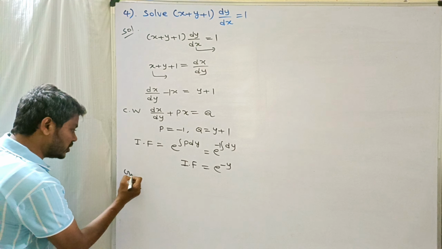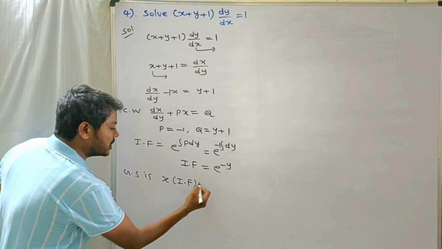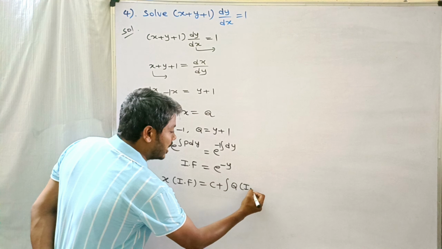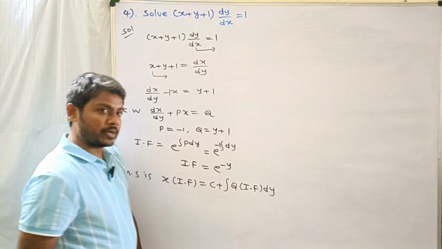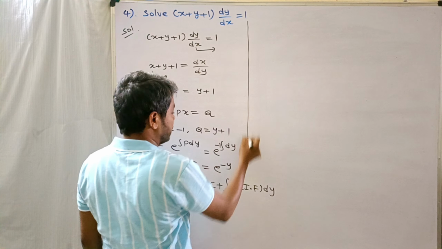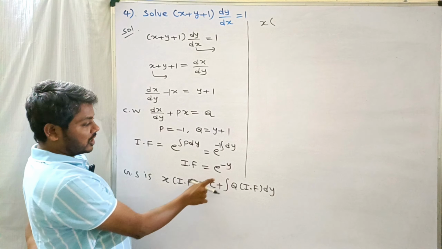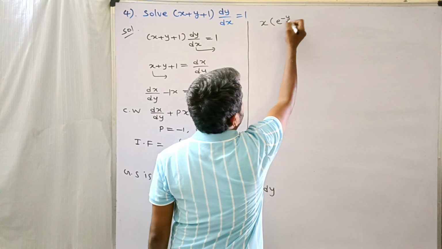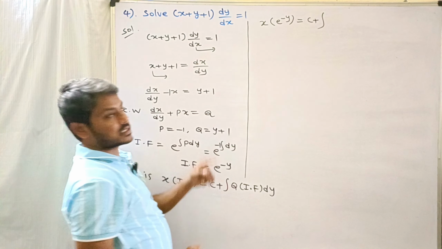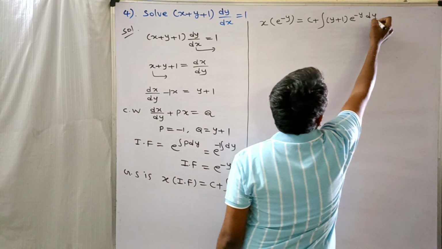Now we can write the general solution. What is the general solution? x into the integrating factor equals c plus integral q into IF dy. Now substitute the values of the integrating factor and q. x into e power minus y equals c plus integral q, what is the q value? y plus 1, so (y plus 1) into e power minus y dy.